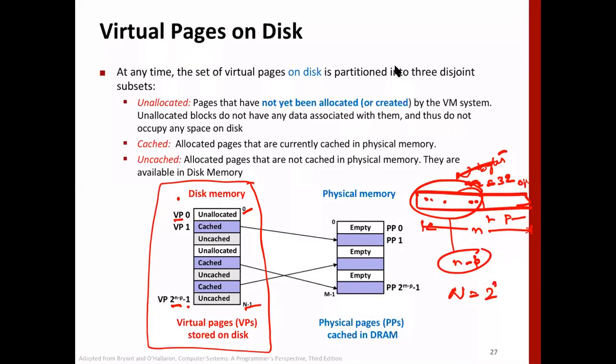Now 2 capital N is nothing but 2 raised to the power n, the total number of bytes in the system. So basically this is the disk memory corresponding to one process. It is partitioned into 3 disjoint subsets.